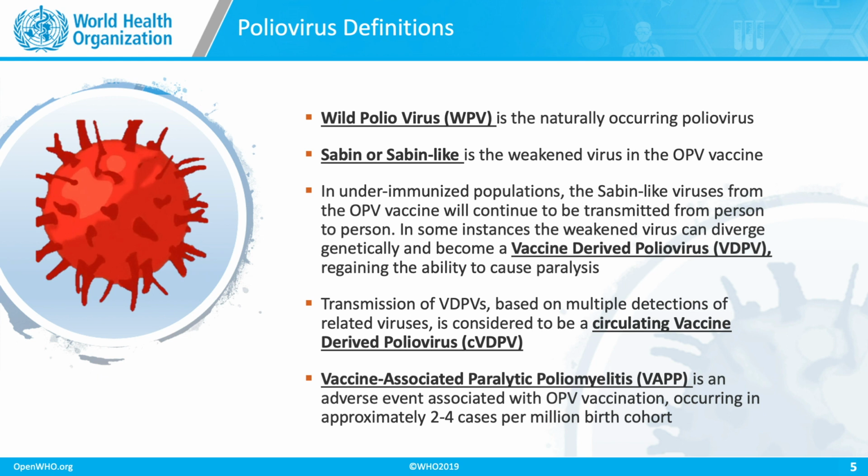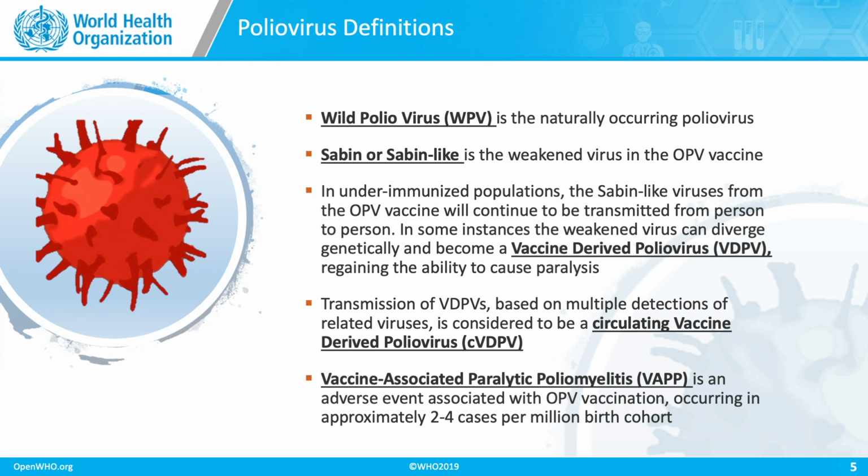Then we have the Sabin or Sabin-like virus. This is a weakened virus used in OPV vaccine and commonly found in the environment after vaccination campaigns. In under-immunized populations, Sabin-like viruses from the OPV vaccine can continue to be transmitted from person to person over an extended period of time, providing passive immunity.